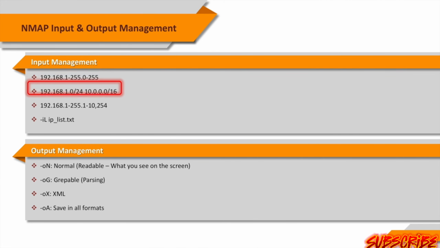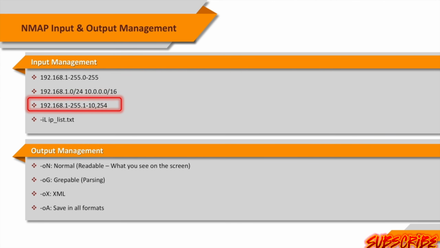You can scan more than one IP block in a single query. The example on the slide scans 2 ranges. The first range is between 192.168.1.0 and 192.168.1.255. And the second range is between 10.0.0.0 and 10.0.255.255. Since I don't have a second network on my Kali, I continue with the 3rd example.